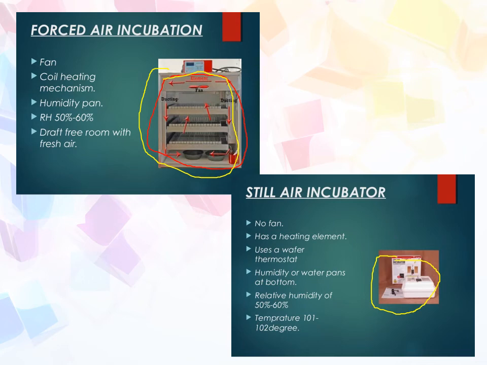Most modern hatcheries are using forced air incubators, in which you can see the fans are there. By this fan, proper ventilation, humidity and temperature can be maintained. Another type of incubator is the still air incubator. Generally this small scale incubator is used for laboratory purposes. They do not have any fan, only a heating element. So for proper ventilation, a manual arrangement must be made.